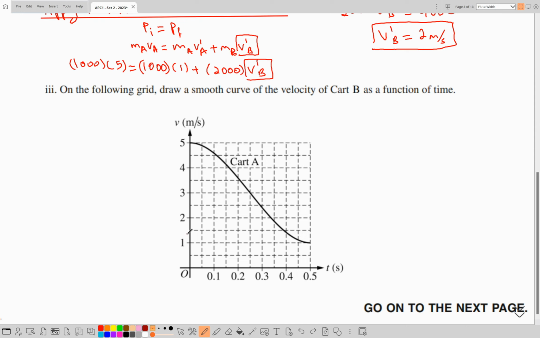Initially, we know that cart B is at rest, so we should start the curve from here. And finally, the final speed, or velocity, of cart B is given as 2 meters per second. The curve should end here. In agreement with the shape of this curve, we should connect the initial point and the final point. After cart A starts losing some velocity, cart B will start gaining velocity until reaching a final velocity of 2. So the curve should look something like that.